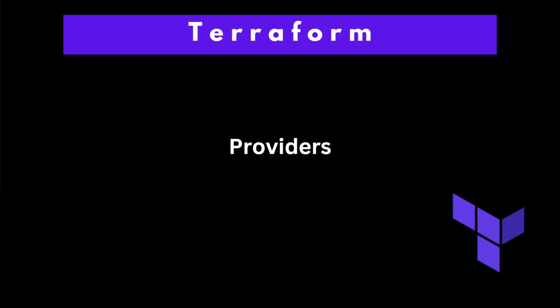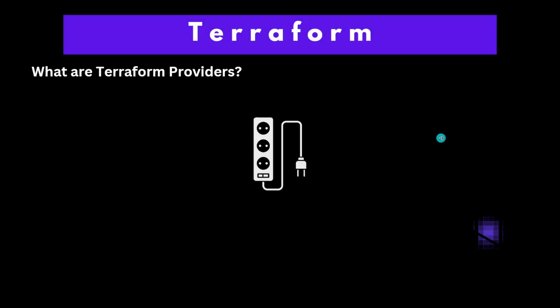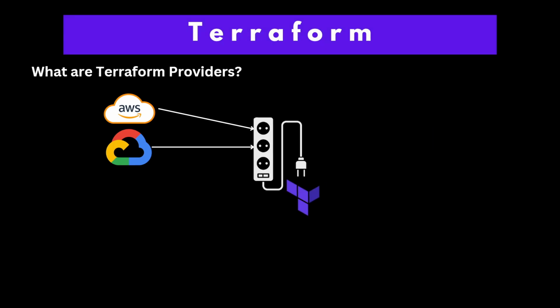So let's get started. Think of providers as plugins or extensions. It allows Terraform to interact with external services. For example, if you are provisioning resources on AWS, you will use the AWS provider. Same goes if you are provisioning resources on GCP, you will use the GCP provider, and so on for Azure. Similarly, there are providers for other services, also Kubernetes, and even more smaller services.